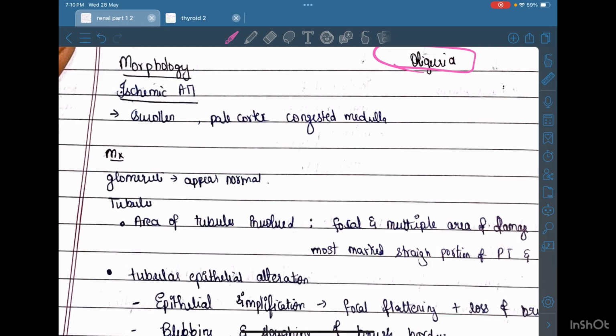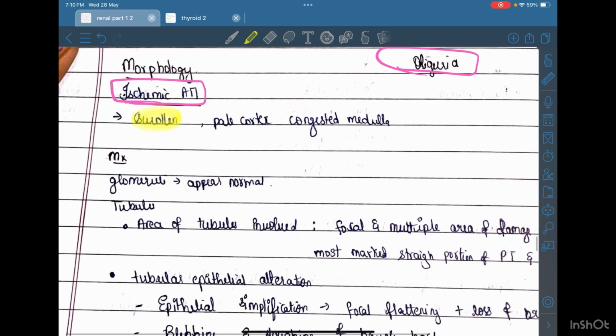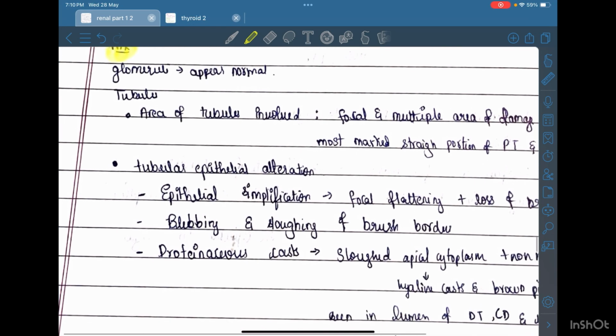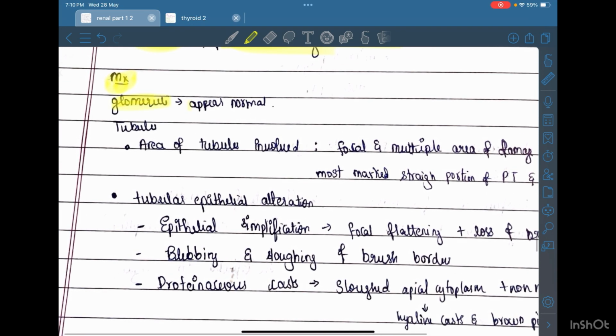Next, morphology: it will be ischemic type. So there will be swollen pale cortex, congested medulla, okay na. So microscopy: glomerulus appears normal. So it's tubular, what we are reading is acute tubular necrosis. So we'll mainly focus on tubules, okay na.